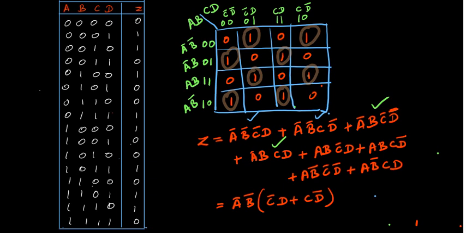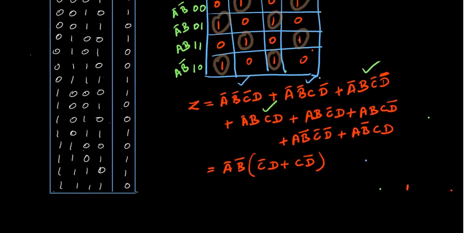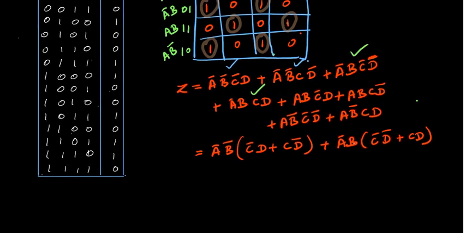If you look at here, what is common? A bar B, here it is C bar D bar. Here it is A bar for this fourth term, it is A bar B C D. Right? So I can write this as plus A bar B C bar D bar plus C D. Then for the last two terms, plus, I can take A B bar out, it will get reduced to C bar D bar plus C D.